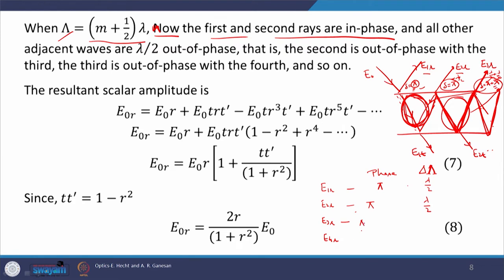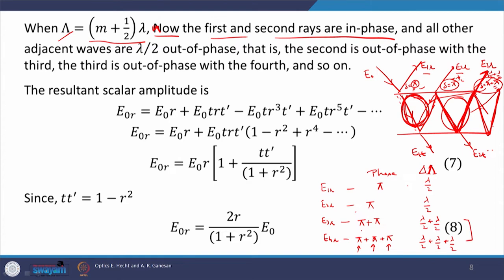Similarly, E3r, before coming out of the film, travels the film 4 times. Therefore, it would be 1 pi for 2 traversals, and again an extra pi for the next 2 traversals. So 4 traversals is equal to 2 pi, and similarly here lambda by 2 plus lambda by 2. E4r is traveling 6 times in the film. Therefore, the first two traversals contribute pi, the second two again pi, and the last two again pi. Similarly, in path length difference we will have 3 lambda by 2.